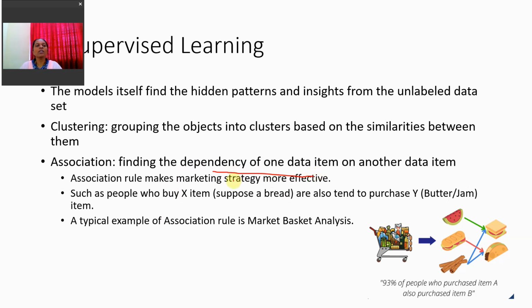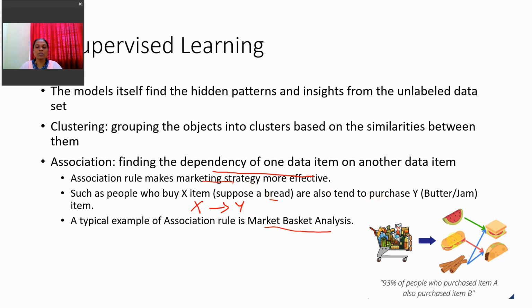These association rules are mainly used in marketing strategy. One of the best examples of association mining is market basket analysis. In association, we are trying to find the association between an item X and an item Y. So we are trying to discover the association rules, or the association between two items. Suppose a customer buys an item X, for example bread. What is the probability that he will purchase an item Y, a combination of bread with butter or bread with jam?